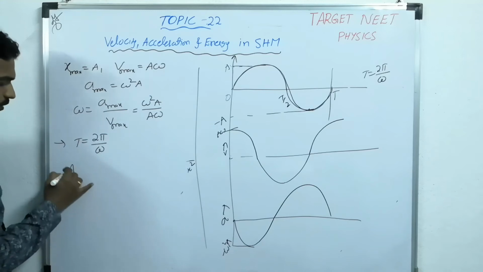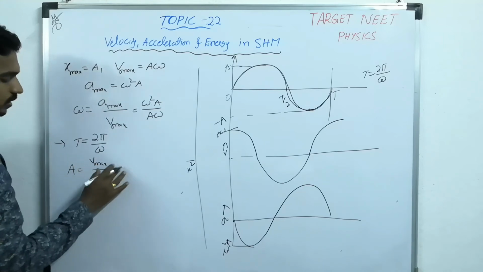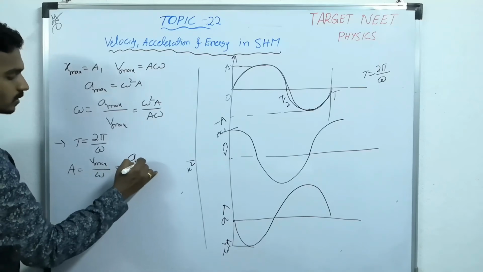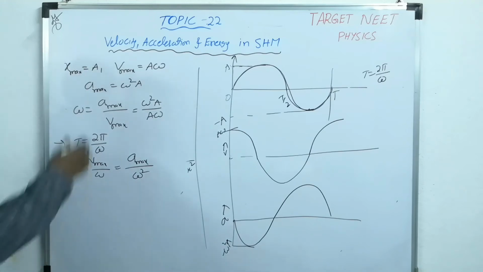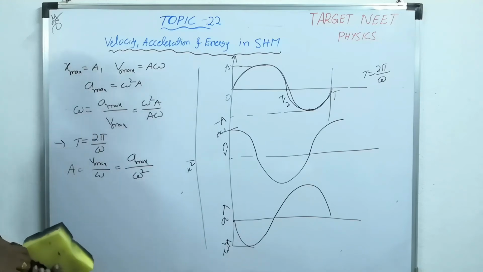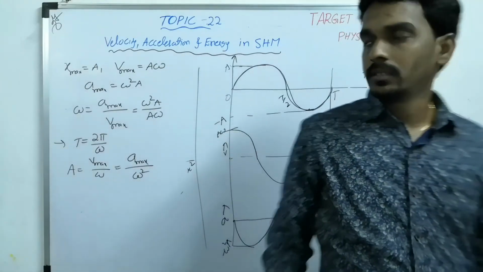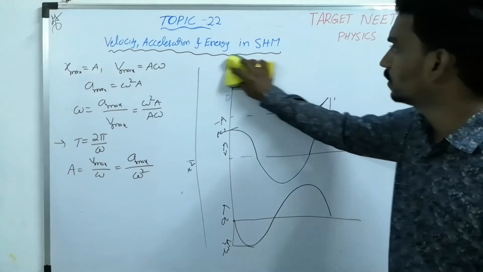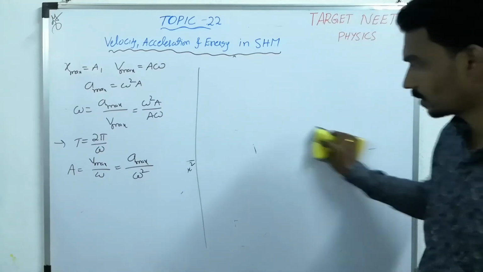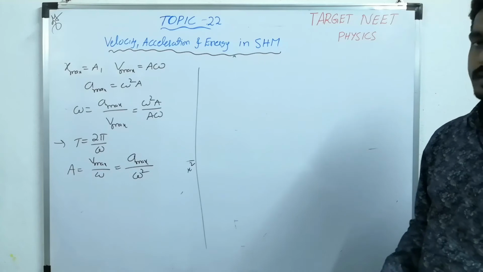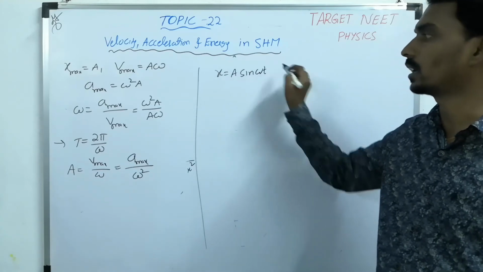So a value is either v max by omega or a max by omega square. So sometimes the questions can be asked based on these simple relations also. And if you consider the very first thing, displacement, what is the equation? X equal to a sin omega t.